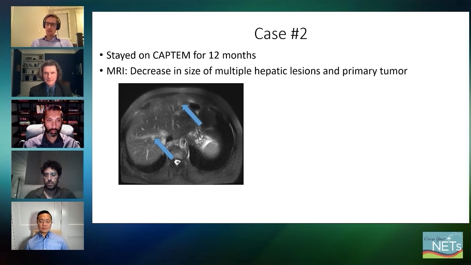So is this something, Andy, that you see often when patients have these types of tumors and you start on CAPE-10? Are these the types of responses that you see often, or is this once in a blue moon? So we definitely have seen this type of response.